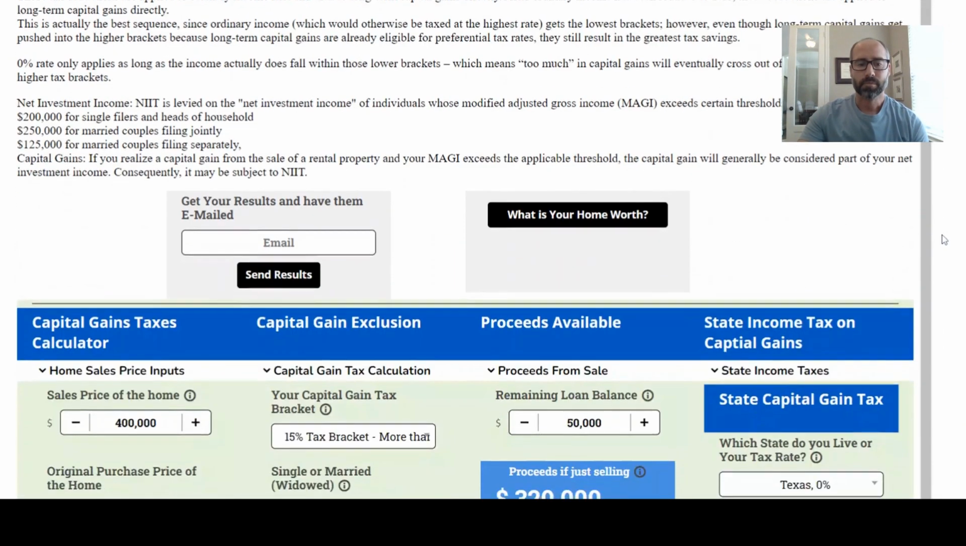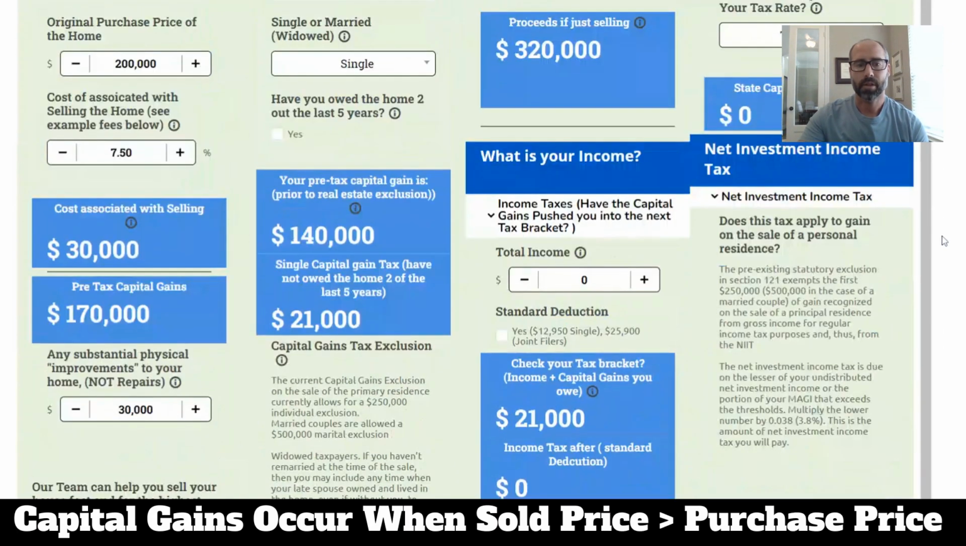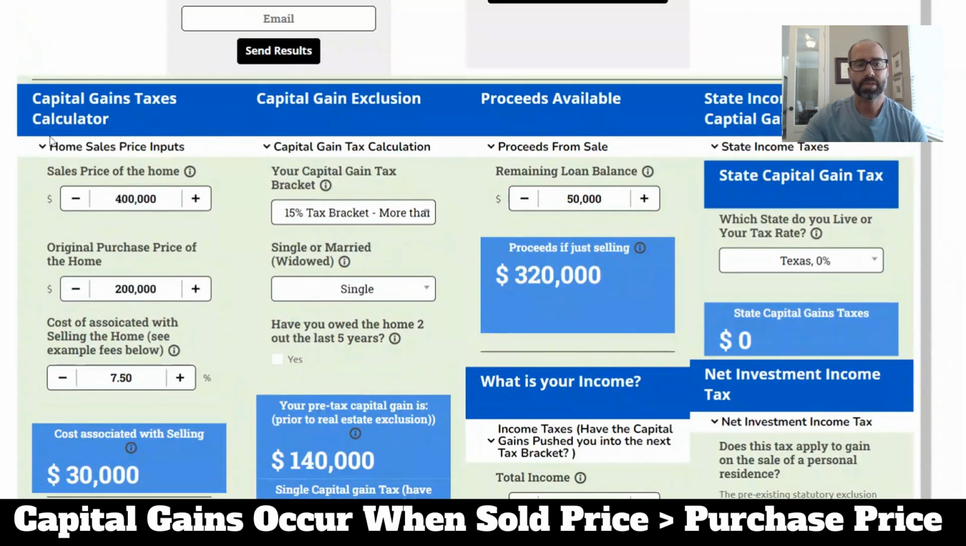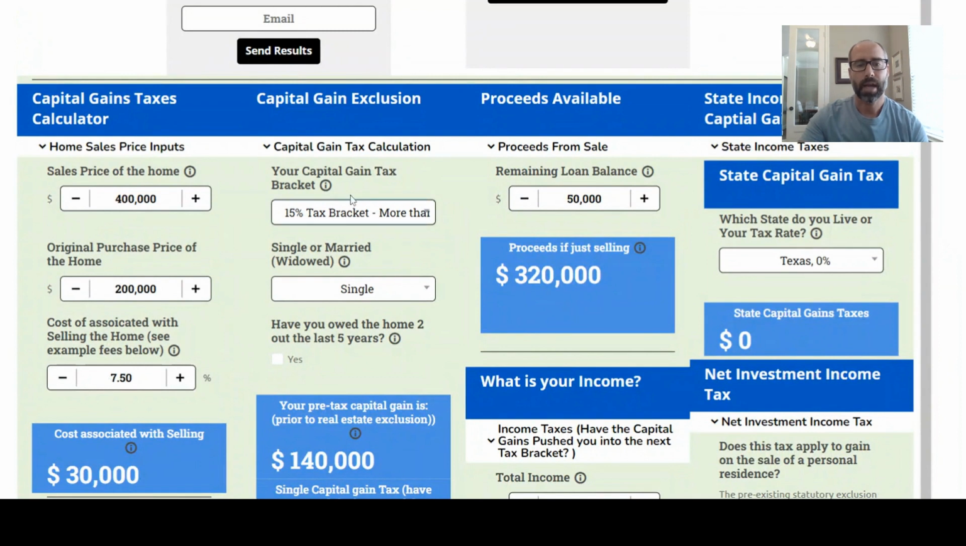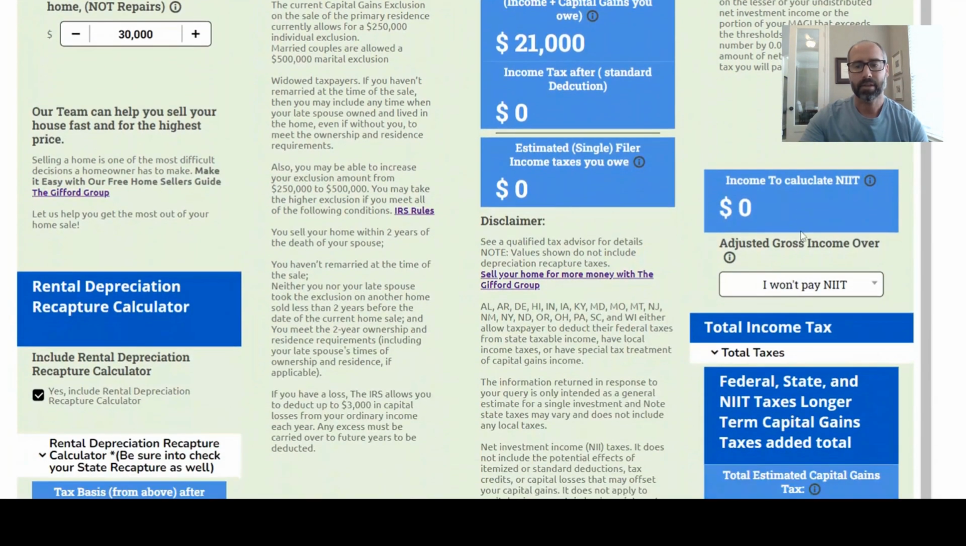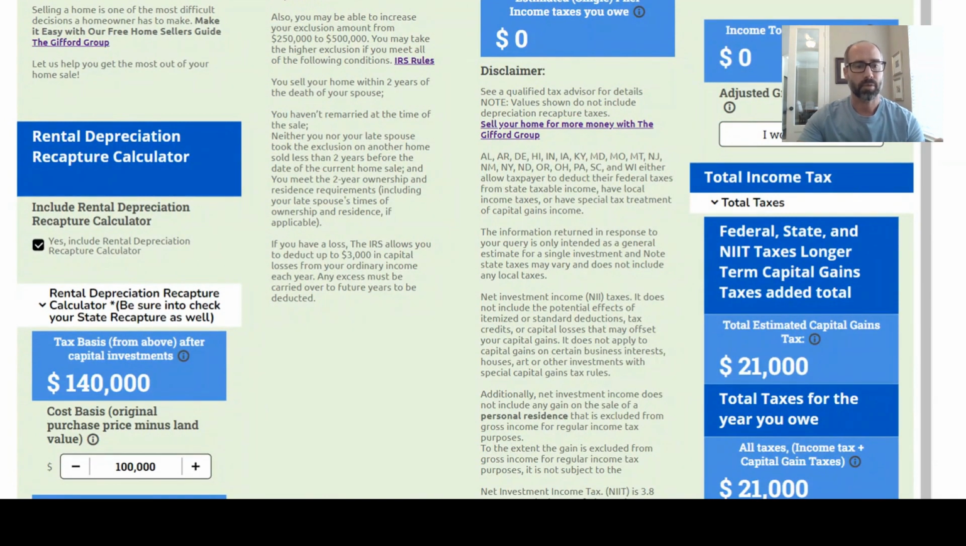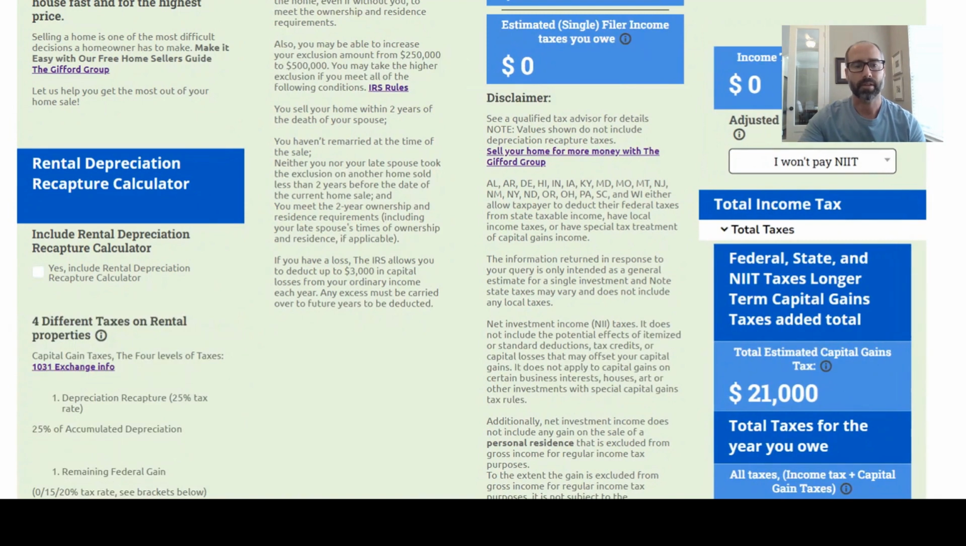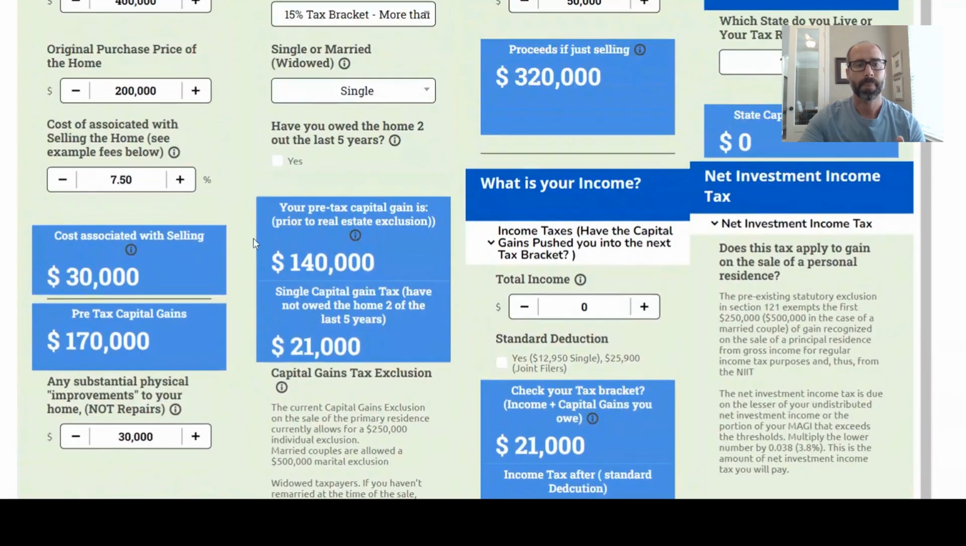If you scroll down on the left side of the calculator, you will see the inputs for the home, and then your tax bracket, whether you're single or married, and how much you're going to make from the sale of the home after everything. Then you can pick different states, and then you've got your income, the NTI, and your total taxable income. If it's a rental, then we can include that too. If it's not a rental, you can just close that, don't worry about that part. But let's just start the calculator.